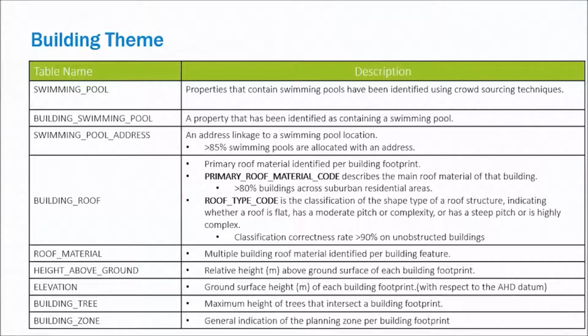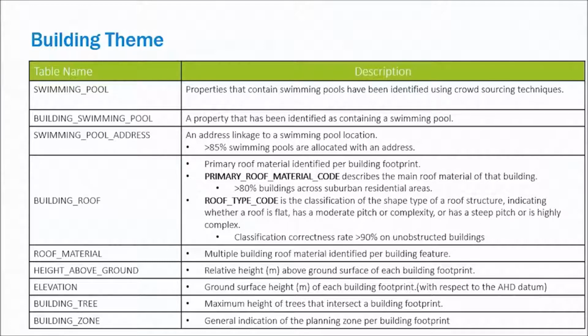So elevation and height attributes are detailed within the height above ground and elevation tables. The height above ground table provides a relative height in meters above the ground surface of each building footprint. So this is the maximum height identified within the building boundary and may include heights of plant rooms and also building fixtures that can be seen on top of the roof. The elevation table represents the building ground surface height in meters with respect to the Australian height datum. The elevation is calculated by taking the difference between the max elevation and the corresponding ground pixel value from the digital elevation model derived from the digital surface model.